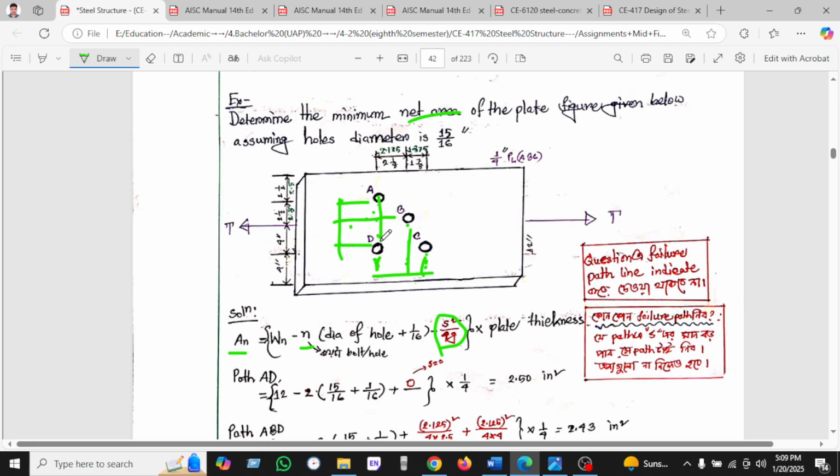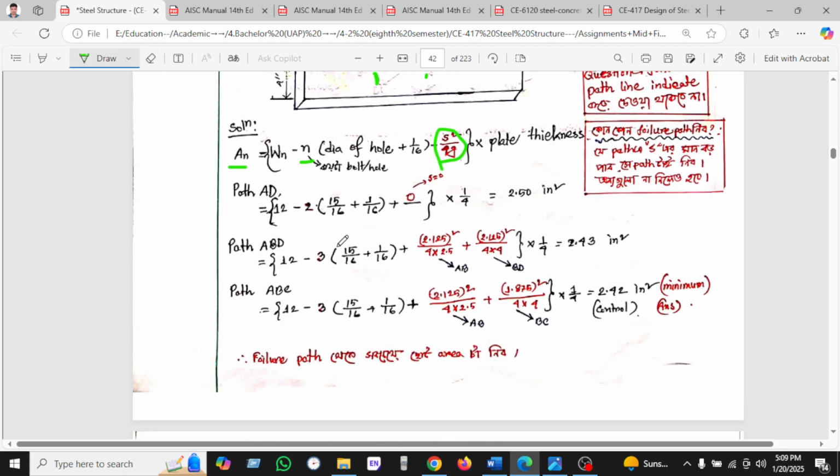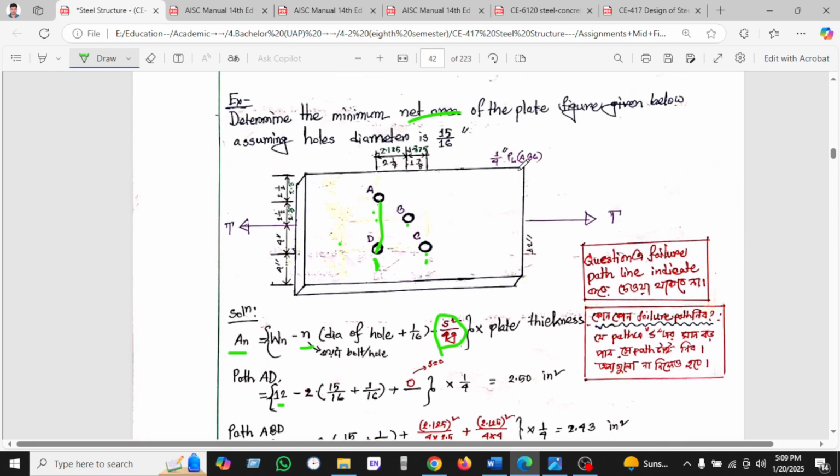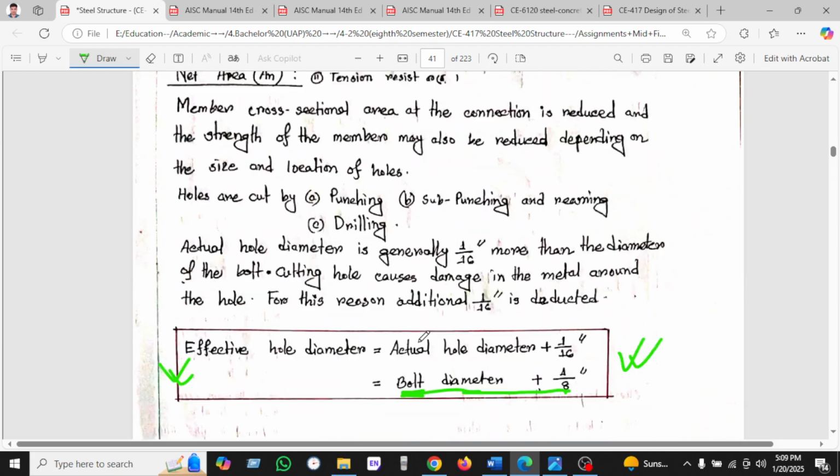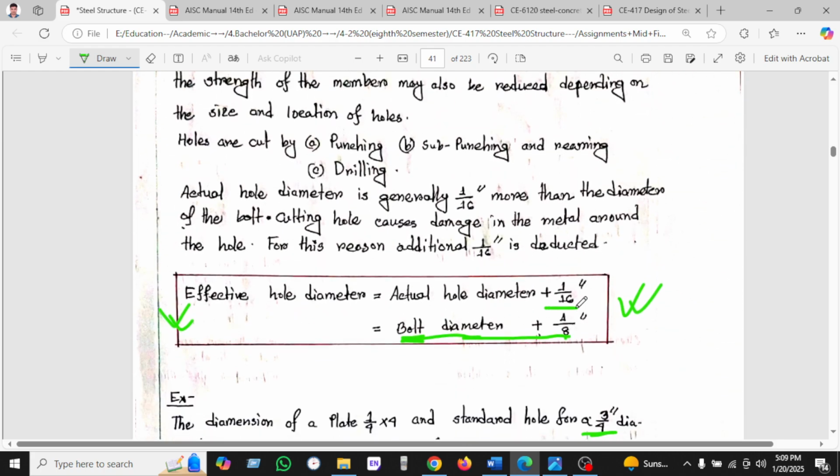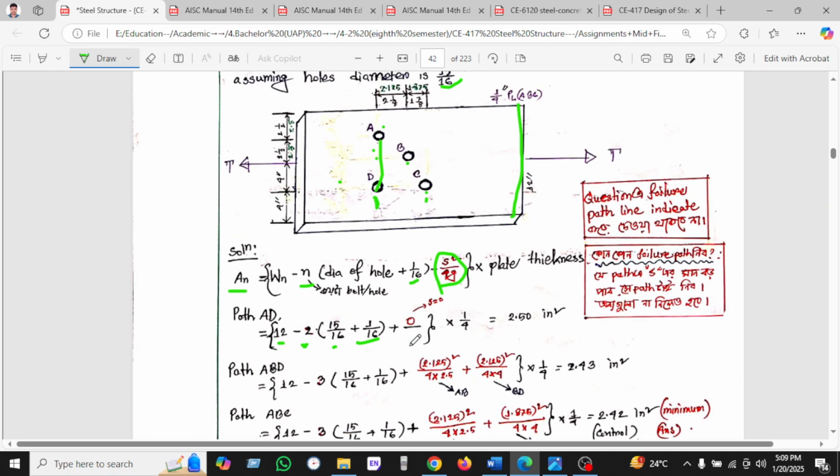So this is the first path, which is AD. First is 12, the width of 12, and how many holes do we have? The holes are 2, and 15 by 16 is the diameter, plus 1 by 16, which is a constant. When we use the hole, it will be 1 by 16. When we use the bolt, then we will use 1 by 8. So you have to keep this in mind.